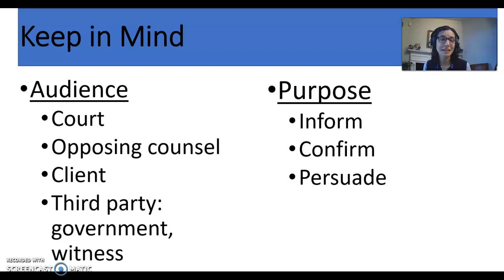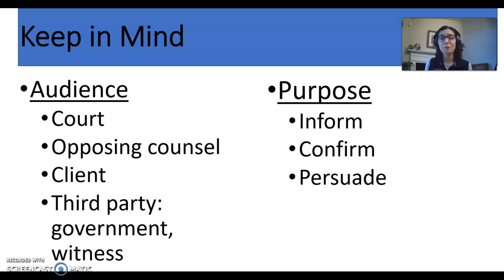And something to start thinking about is how the tone of the writing may take a different shape depending on who the audience is. For example, we might already assume that we would take on a certain tone when we're writing to the court. What about when we're writing to our client? Or what about when we're writing to an adversary, opposing counsel? Could each have very different tones?